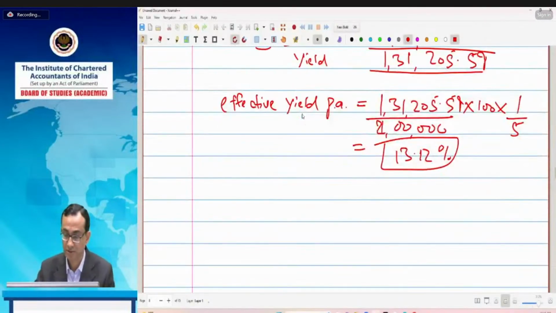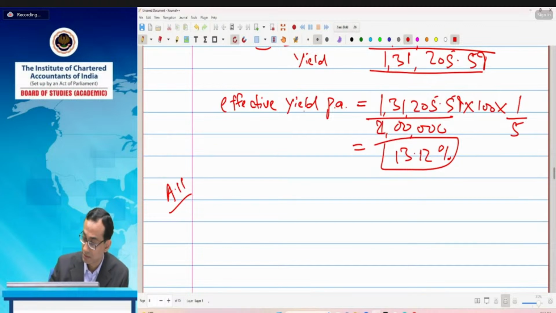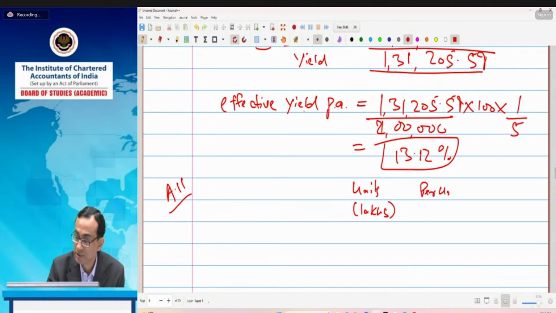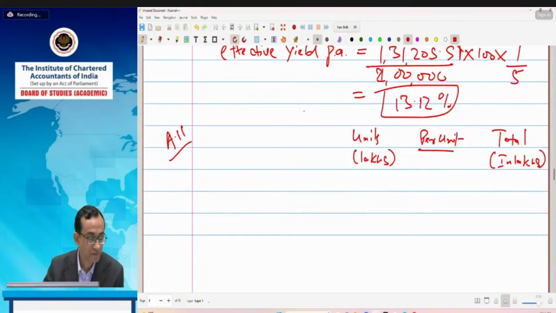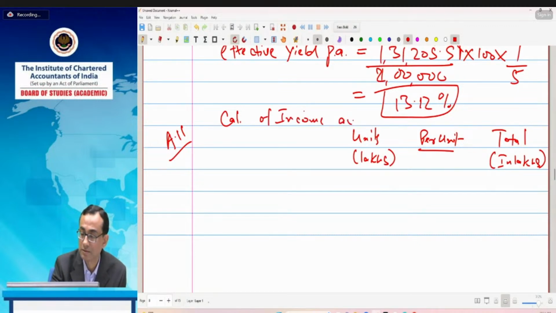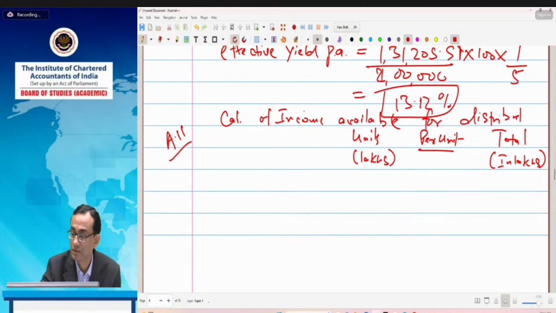Now let us proceed to solve this question. Question 11. Now it is units in lakhs. This is per unit, and this is total in lakhs. So first of all, we will calculate the income available for distribution.